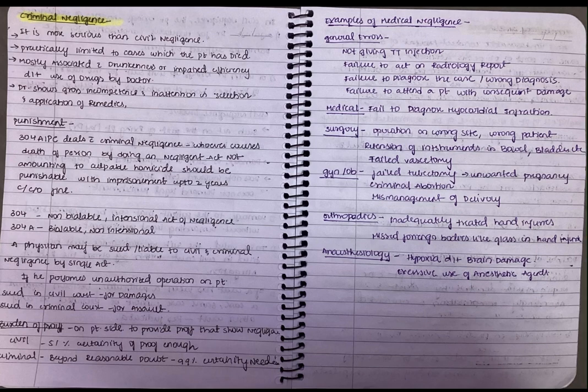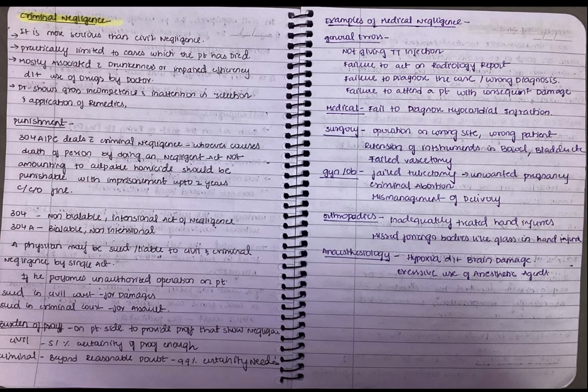Section 304A IPC deals with criminal negligence. Whoever causes the death of the patient by doing a negligent act, not amounting to culpable homicide. That means Arjun Reddy is not doing it intentionally, so it does not amount to culpable homicide, but he has done it because of his negligence. It should be punishable with imprisonment up to 2 years with or without fine.